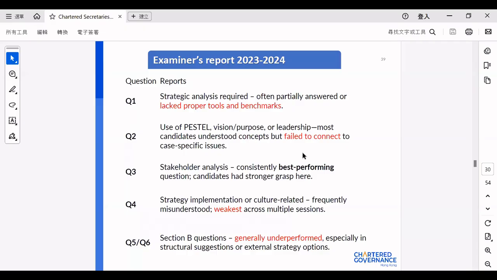And then some other questions. 5 and 6 are question B. They are underperformed. They're structural suggestions or external strategy options. So that's an unseen part, and maybe you have not picked it up.